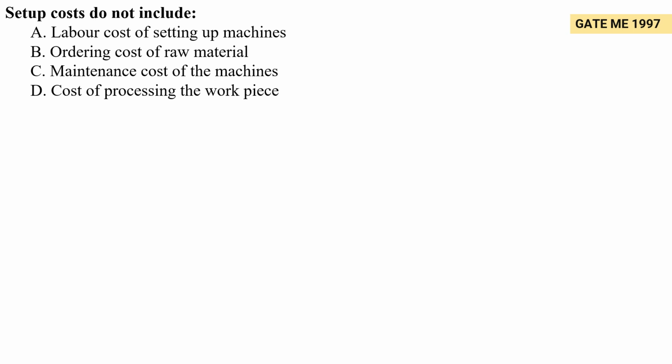Let's see the next question. Setup cost does not include: Option A. Labor cost of setting up machines. Option B. Ordering cost of raw materials. Option C. Maintenance cost of the machines. Option D. Cost of processing the workpiece.